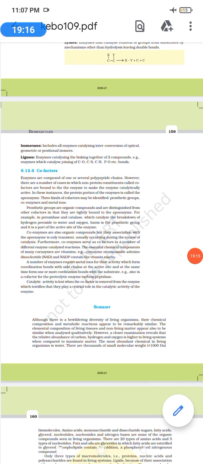Okay, so there are a number of enzymes that require metal ions for their activity, which are the cofactors, and the catalytic activity is lost when the cofactor is removed from the enzyme, which testifies that they play a crucial role in the catalytic activity of the enzyme.